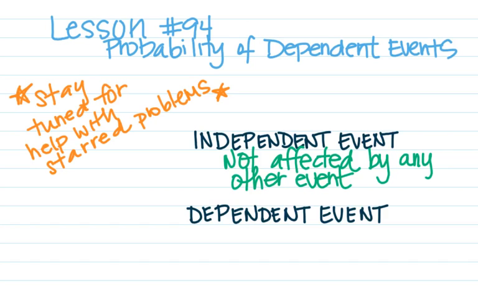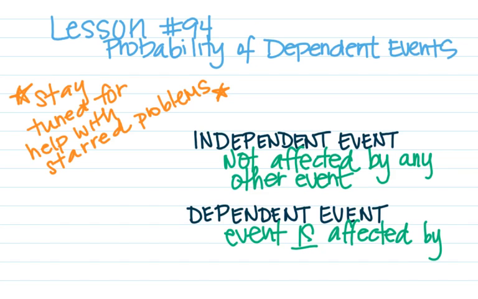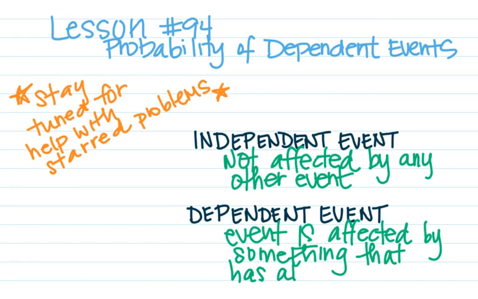But a dependent event is different. A dependent event is affected. Our event is affected by something that has already happened. So that's what our discussion is today, our dependent events.